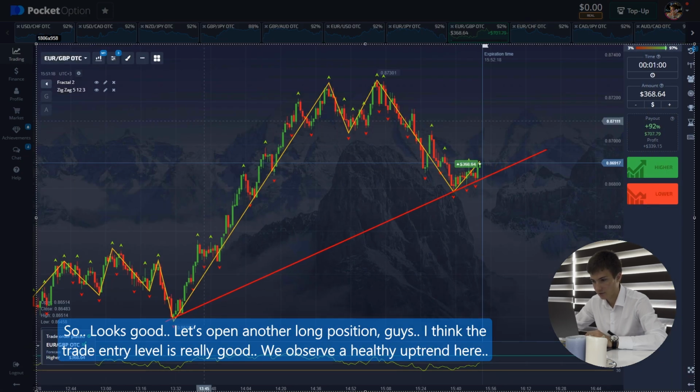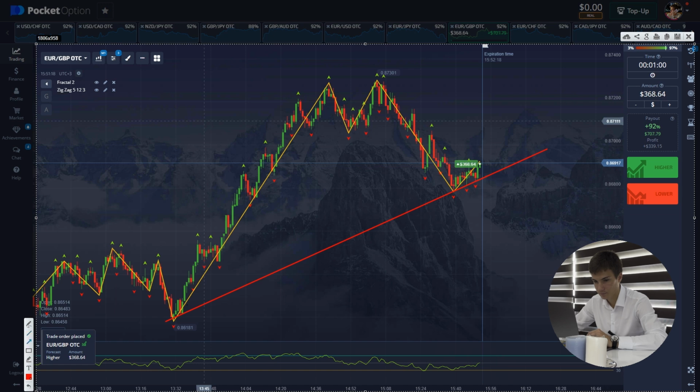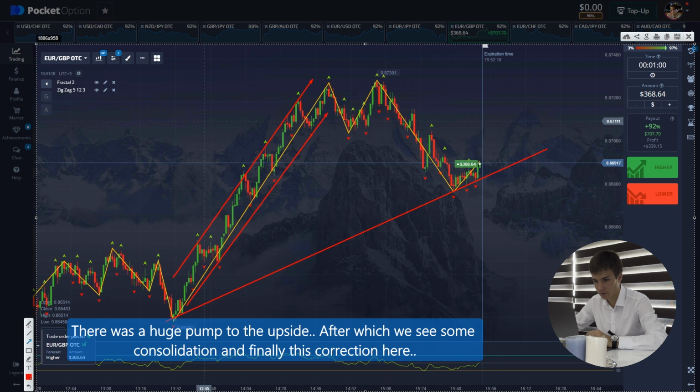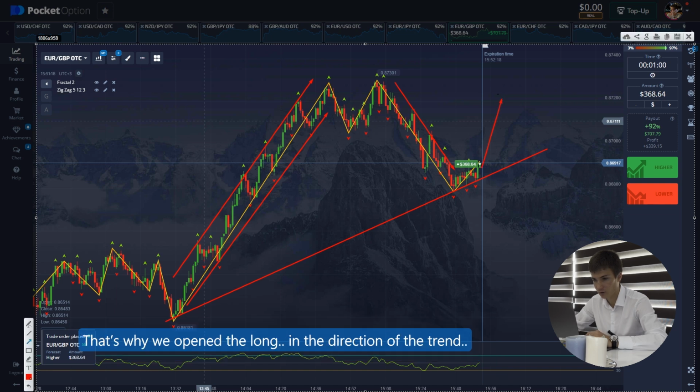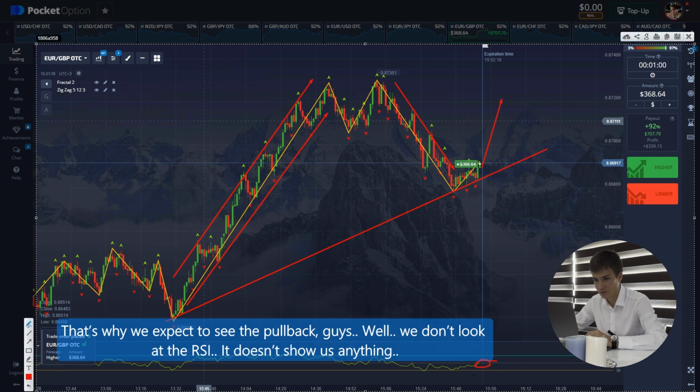I think the trend entry level is really good. We observe a healthy uptrend here. There was a huge pump to the upside, after which we see some consolidation and finally this correction here. And now the pullback is imminent. The trend should be continued. That's why we opened the long in the direction of the trend. That's why we expect to see the pullback, guys.